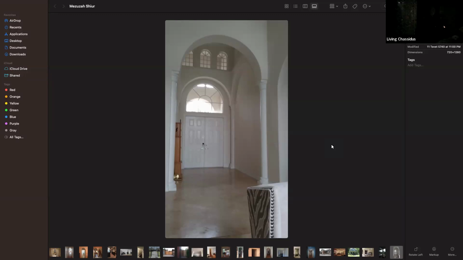If you're coming in this direction and you go into a big open area, then I would think that needs a mezuzah, because you're going into a living room, dining room, whatever it is. So you would think that it needs a mezuzah.